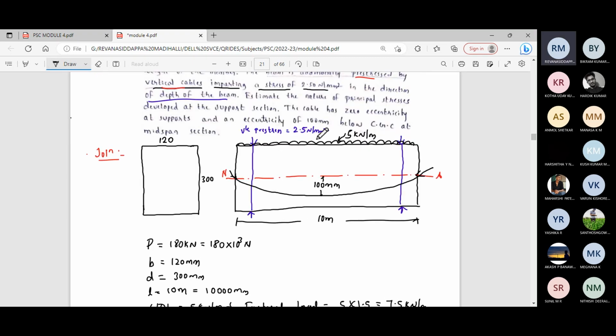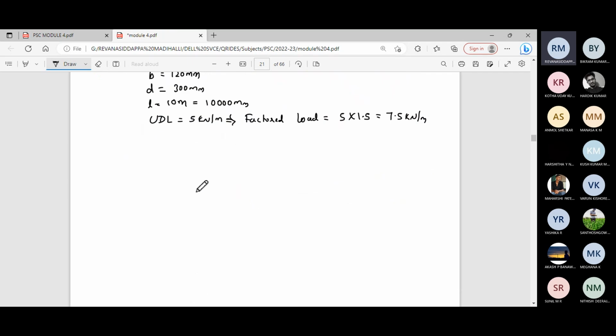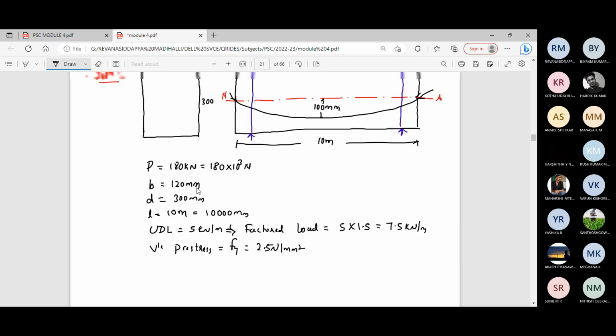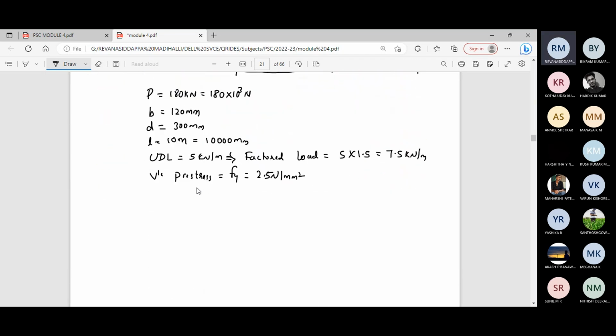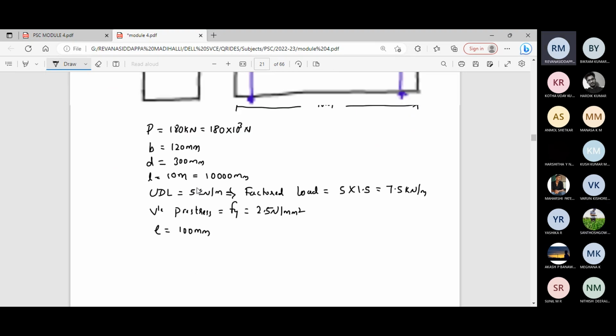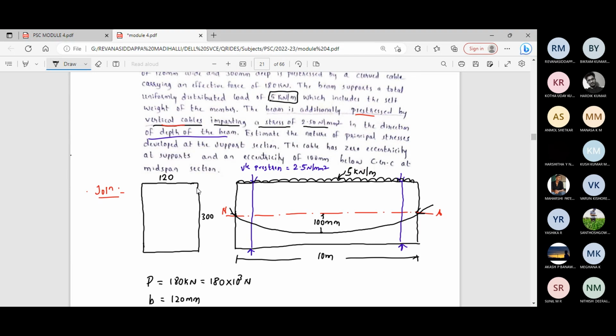And vertical pre-stress is given as 2.5 Newton per mm square, nothing but Fy. Vertical pre-stress is given as 2.5 Newton per mm square. And eccentricity e is given as 100 mm. What is the question? To find the nature of principal stresses developed at the support section.